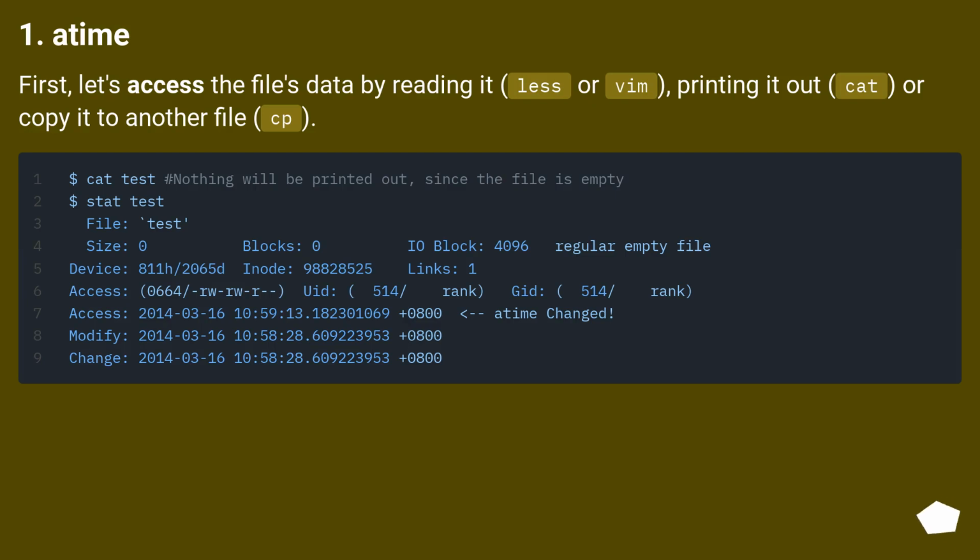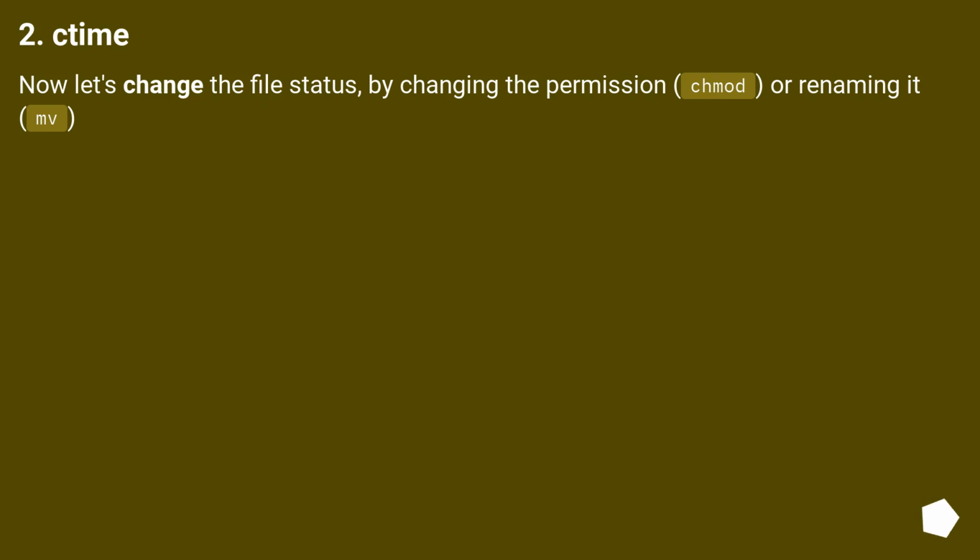One. atime. First, let's access the file's data by reading it, less or cat, printing it out, or copy it to another file, cp. Two. ctime. Now let's change the file status, by changing the permission, chmod, or renaming it, mv.